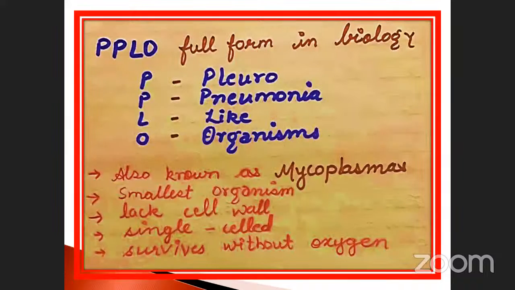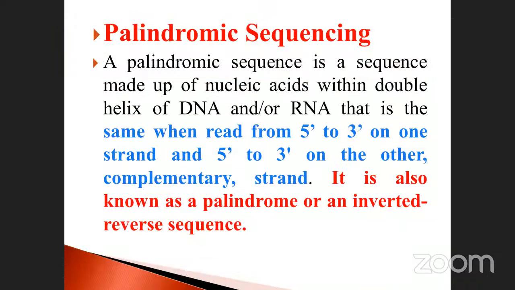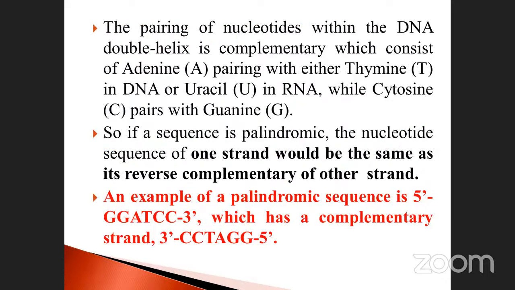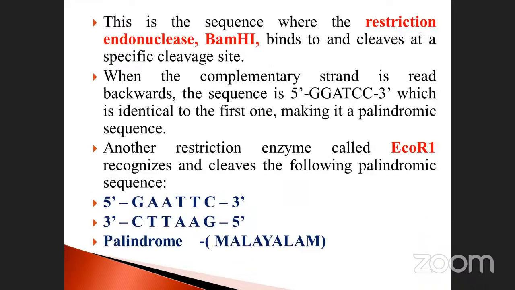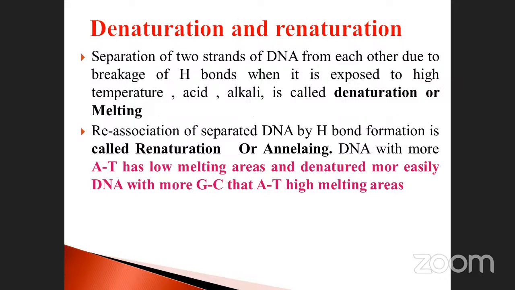Okay, and then palindromic sequences, similar to Malayalam. When you read 5' to 3' and 3' to 5', both are the same. An example, as we already discussed, is GGATCC. You start from GGATCC, and it's complementary to each other. Likewise, Malayalam is palindromic: reading from the opposite side is also Malayalam. And also denaturation and renaturation.